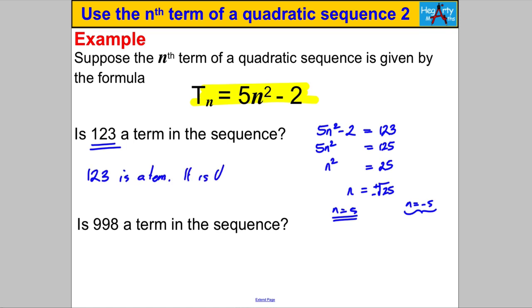It is the fifth term of that sequence. Okay? What about the same for 998?